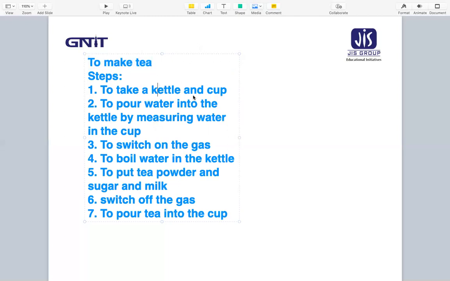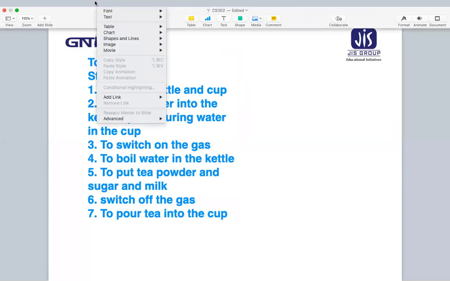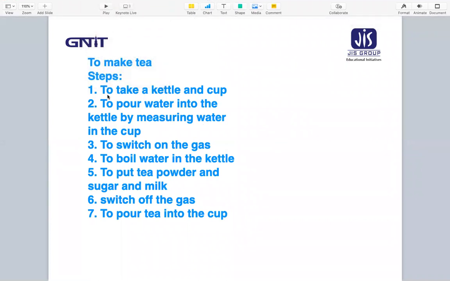Okay. Now, let us go back to the previous slide. So see, these are the steps, the sequence of steps. If I talk, I can tell that this is my algorithm to make a tea. Remember, an algorithm is written in very simple English language, which is understandable for everyone. You write an algorithm, someone else sees it, and should be able to write a program out of that algorithm.